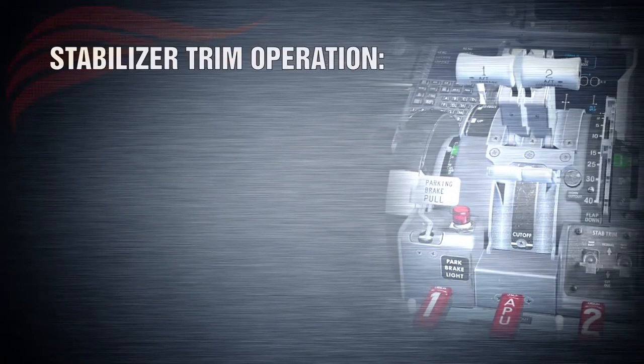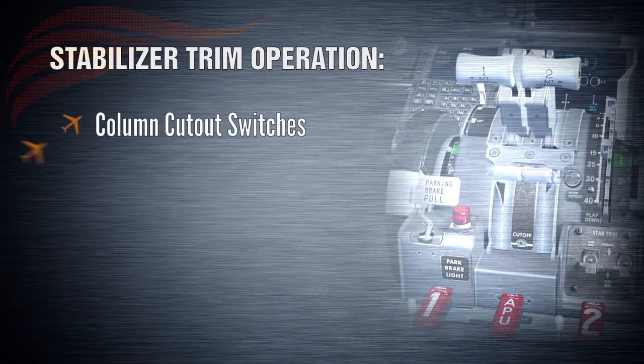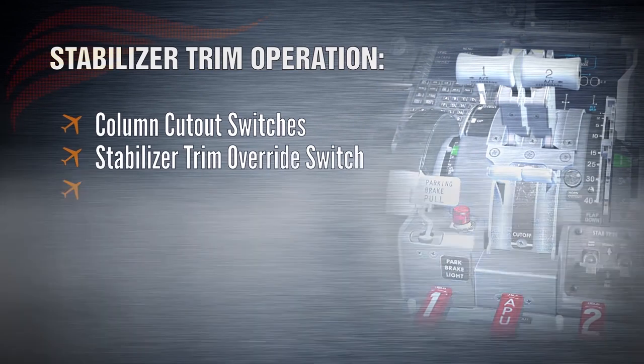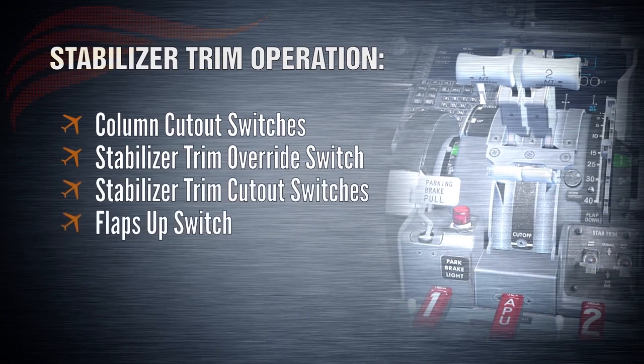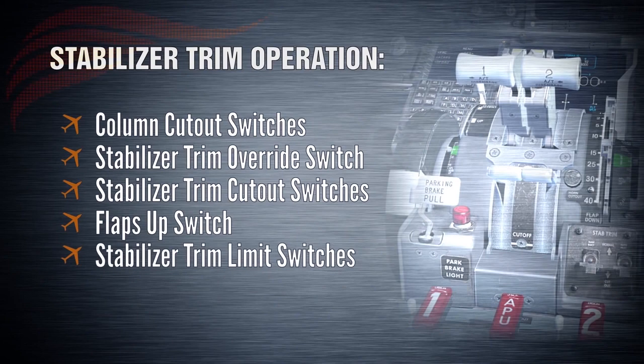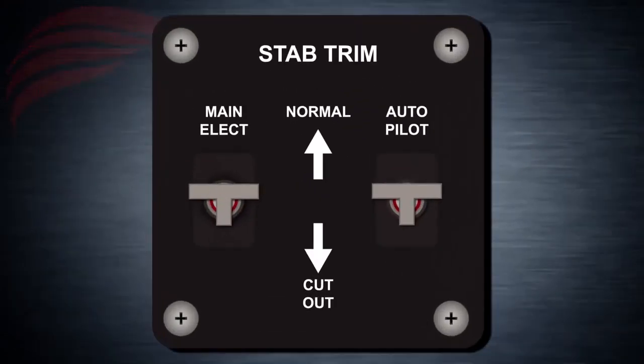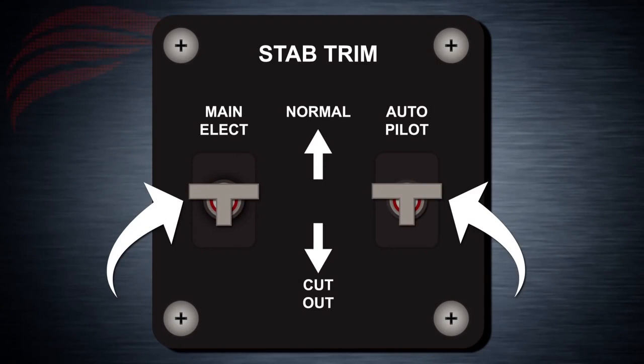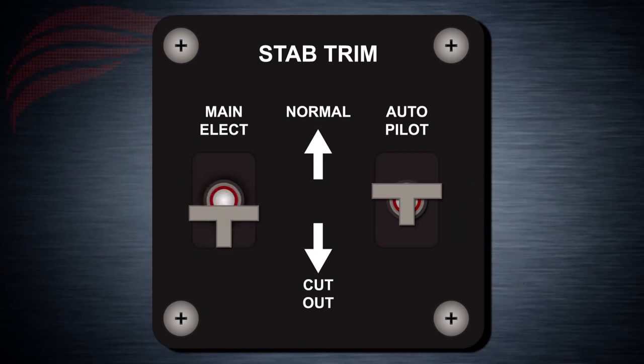There are various switches associated to stabilizer trim operation. Column cutout switches, stabilizer trim override switch, stabilizer trim cutout switches, flaps up switch, stabilizer trim limit switches. The column cutout switches allow for the stabilizer trim to stop in case the pilot electrically trims the stabilizer opposite to elevator control input. The stabilizer trim override switch bypasses the column cutout switch.